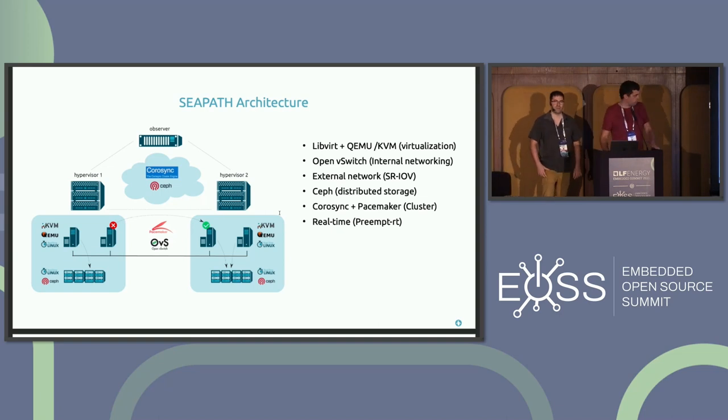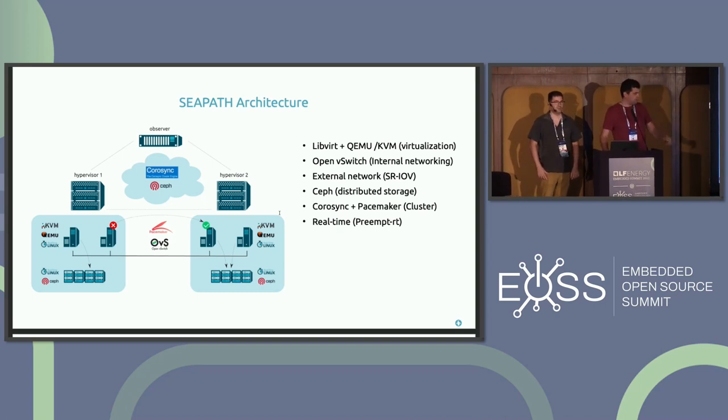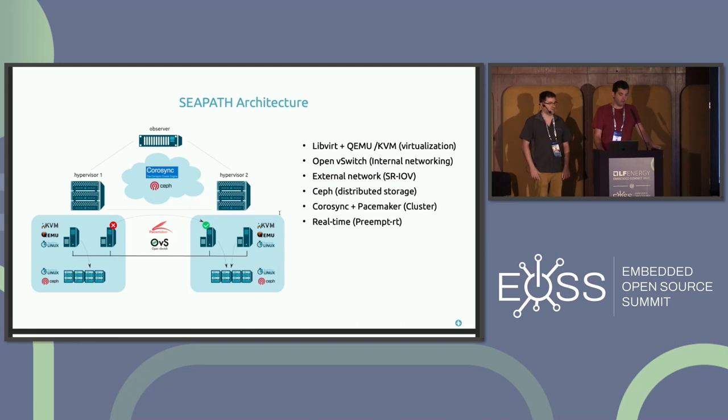It would be interesting to understand that we use OpenVSwitch to extend the network from one host to another, so that VMs can talk to each other even if they are on different hosts, and also that if they have to migrate from one host to another, for them it's the same. Their network doesn't change.